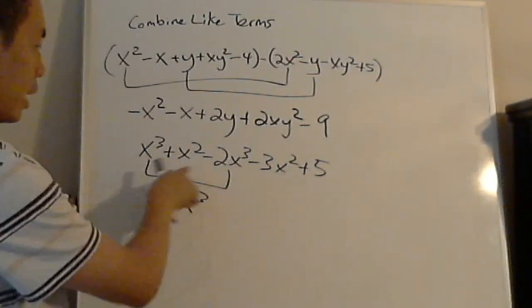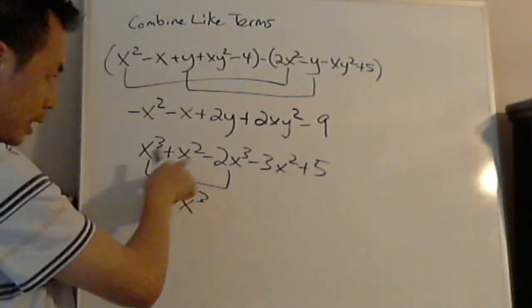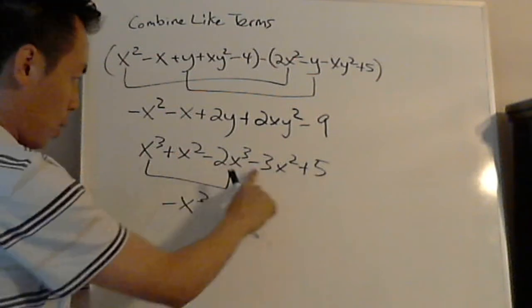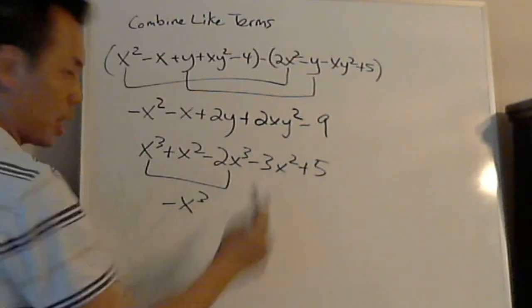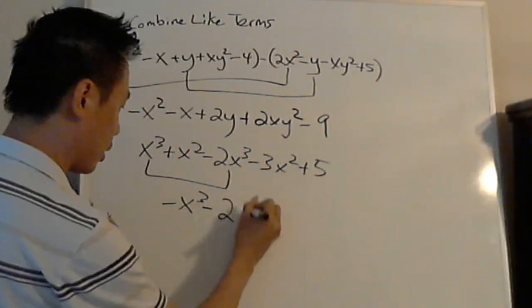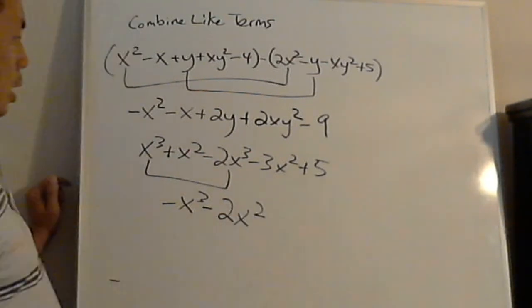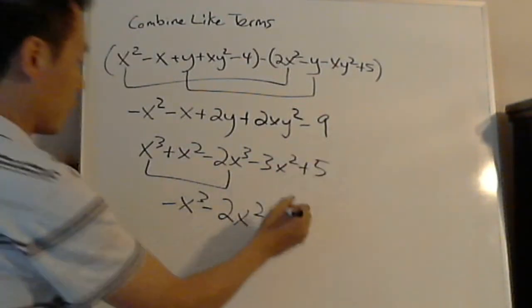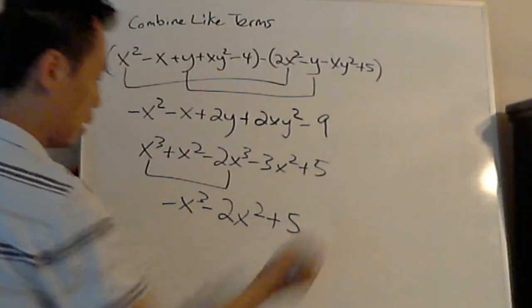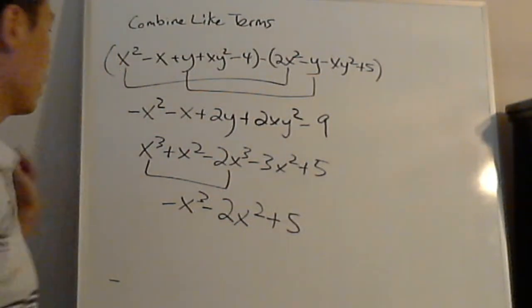And then you have x squared minus 3x squared. You can't combine x squares and x cubes, right? So x squared minus 3x squared, 1 minus 3, you get negative 2x squared. And then 5 is by itself. There's nothing to combine. And that's how you do these problems.